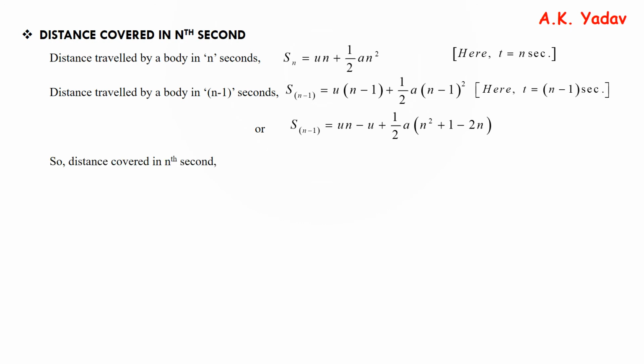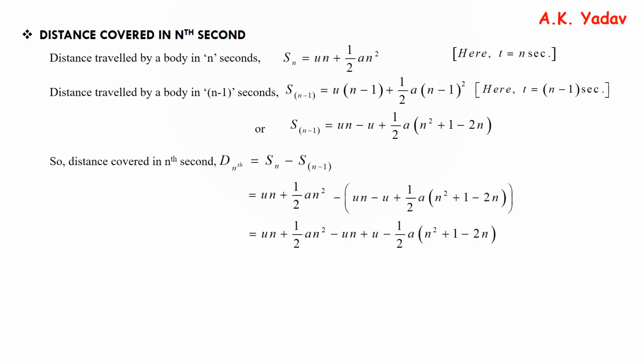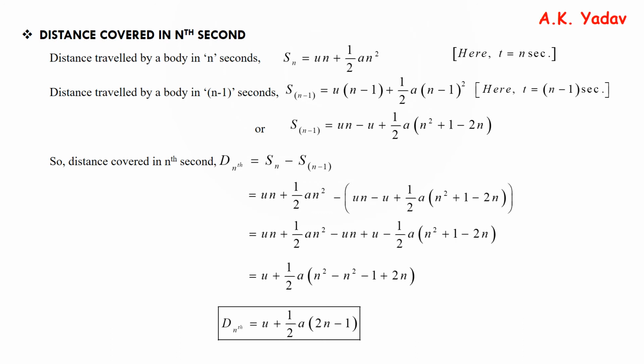Now, what is the distance covered in nth second? That will be equal to Sn minus Sn minus 1. So we put the value of Sn and Sn minus 1 and solve it. On solving, we get d nth, that is the distance covered in nth second, is equal to u plus half a into bracket of 2n minus 1.